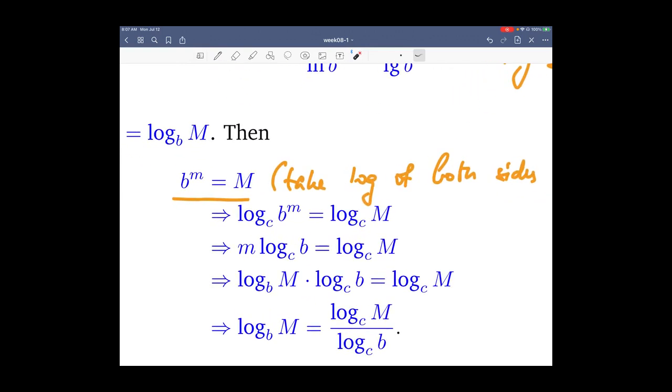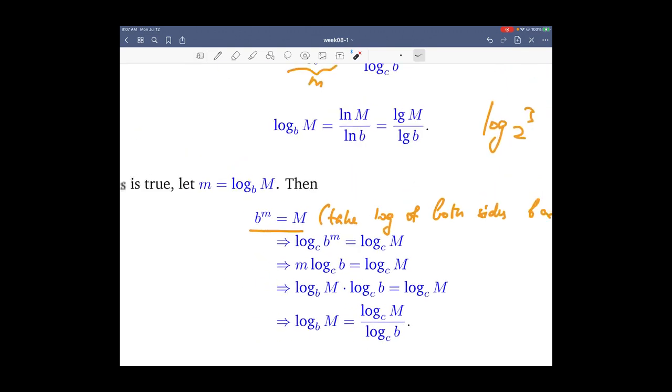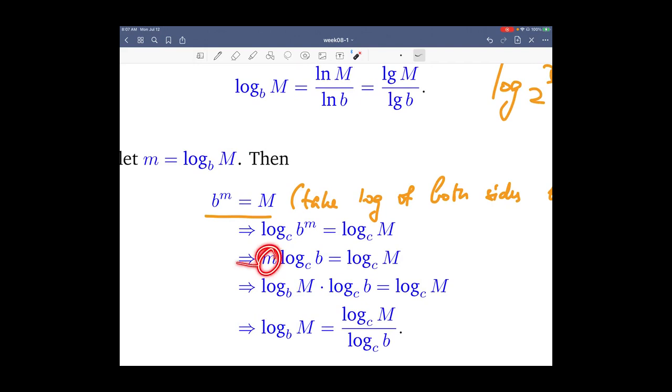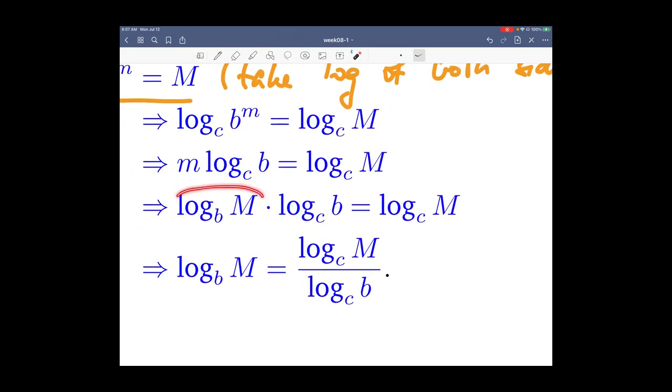Now the power rule, m comes down. We get m times log b base c equals log M base c. Now we recall that m itself is log capital M of base b. From here, immediately, log capital M base b equals the ratio of logs M and b both base c.